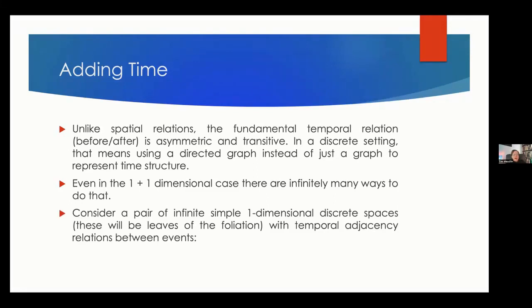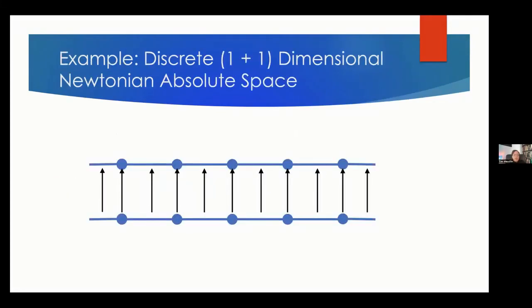So I have here two copies of a one-dimensional space, the blue lines, with dots and lines, and then another copy above it. And then I'm going to indicate with the arrows immediate successors in time. And in this diagram, what I've decided is that each zero element will have only one successor in time, and each one element will have only one successor in time, which are given by these vertical arrows. So that's one way to add time in.